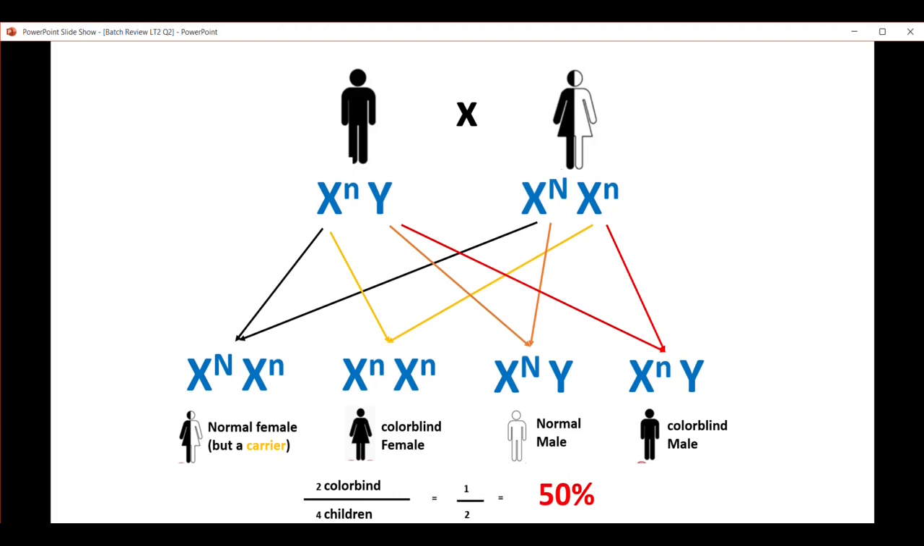But if we're going to be asking what would be the chance or the percentage that a colorblind daughter will be born, we have here one female who is normal but a carrier, and one female who would be colorblind. So it's one out of two females, so it's 50%. While for the males, there will be one male out of two males who will be colorblind, so there will be a 50% chance of colorblind males. So that is the result of such a cross.